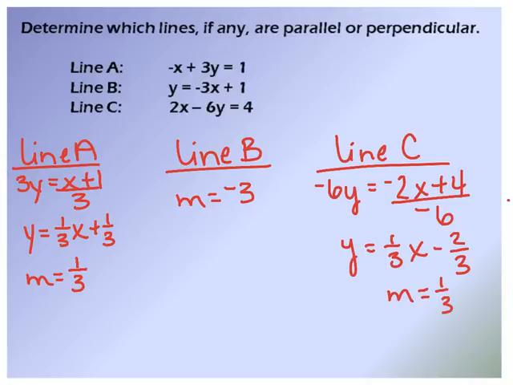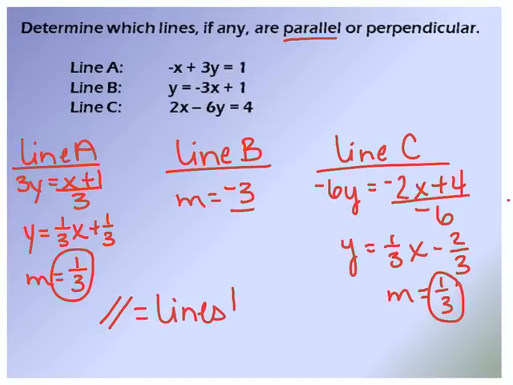All right, so now that we know all the slopes, let's look for parallel lines. To be parallel, they have to be the same slope. When I take a look at my slopes, I've got a slope of 1/3, -3, and here's a 1/3 right here. So your parallel lines are lines A and C.